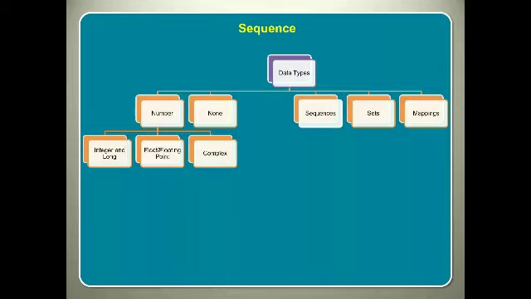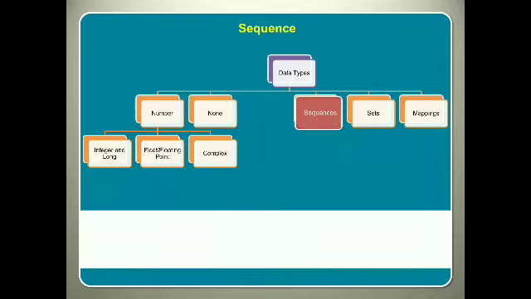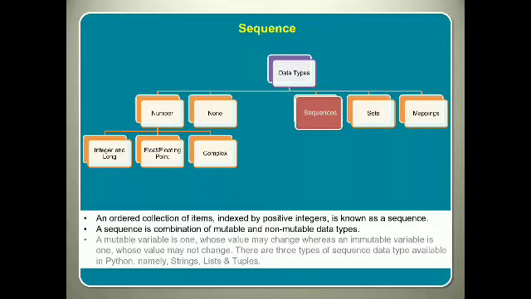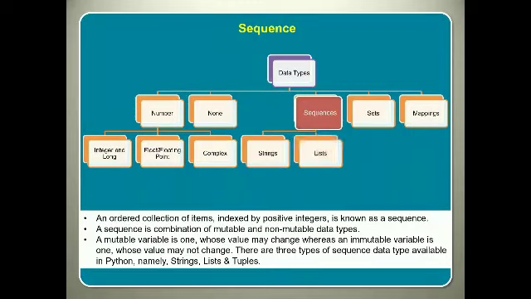Now, let us look at what a sequence data type is. An ordered collection of items indexed by positive integers is known as a sequence. A sequence is a combination of mutable and immutable data types. A mutable variable is one whose value can change, whereas an immutable variable is one whose value may not change. There are many types of sequence data types available in Python, namely strings, lists, and tuples.